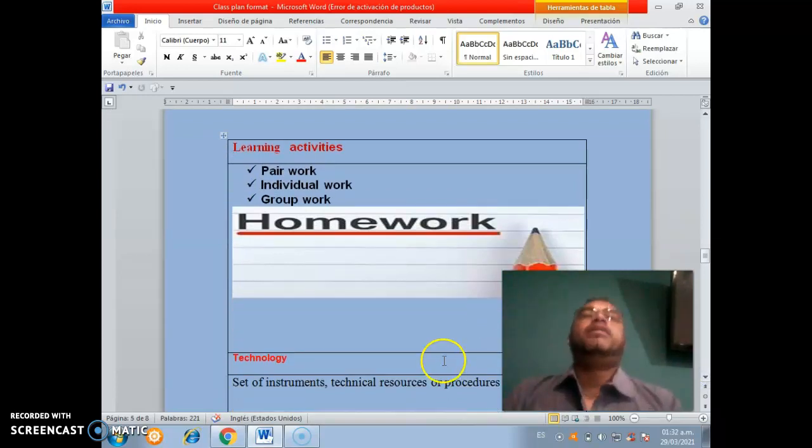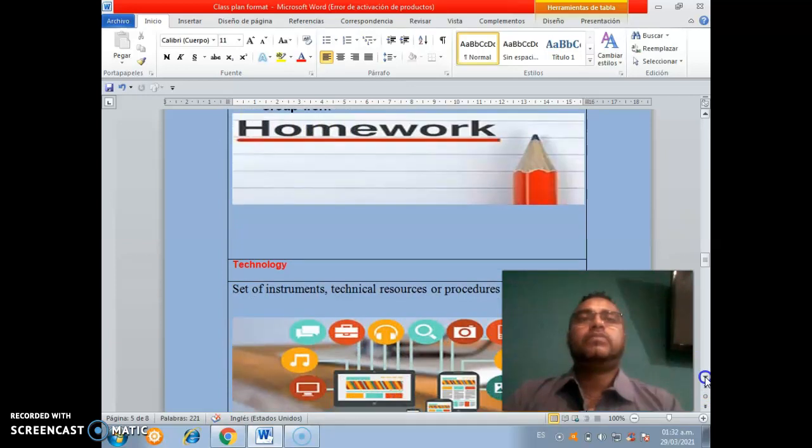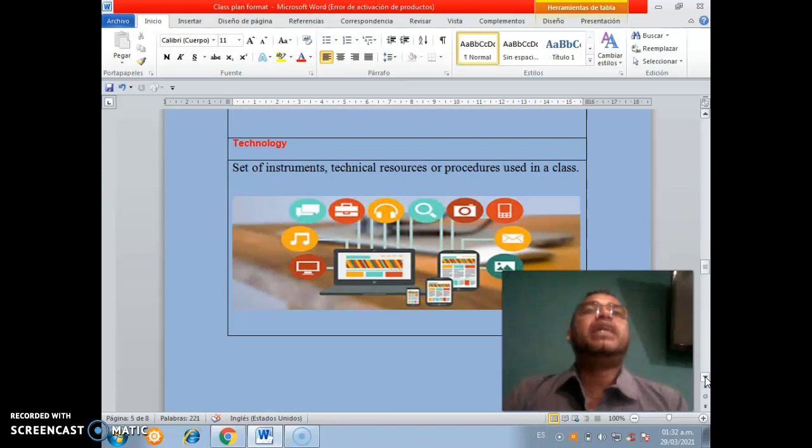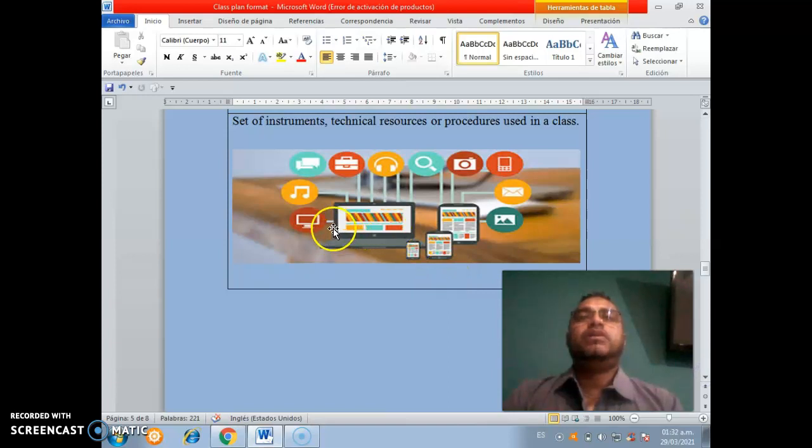Okay, the learning activities. These include paired work, individual work, group work. The technology. The technology is a set of instruments, technical resource, or production used in a class. Look at the picture. Computer and the other element necessary for the class.